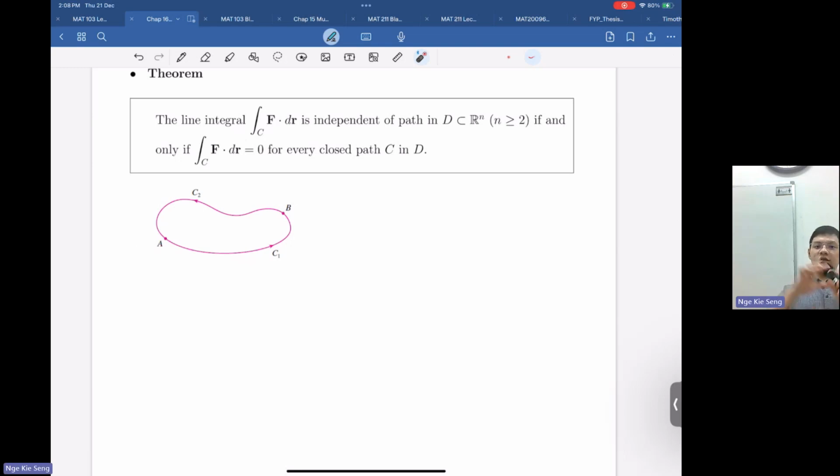The first statement is you take any 2 points and then you join them anywhere you like. You should get the same value for your line integral. Second, if you integrate over a closed path, your endpoint and starting point are the same, then you will always get 0. How do they imply each other?